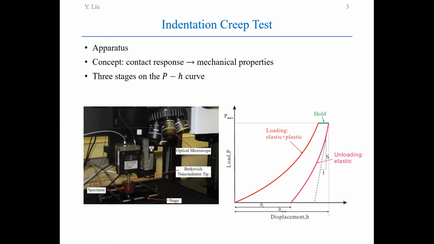The indentation test usually involves three different stages: the loading, the hold, and the unloading stage, which can be seen in this P-h curve. And we can notice that during the hold stage, the load is kept fixed, but the sample continues deforming. This is where the creep properties of shale are measured.